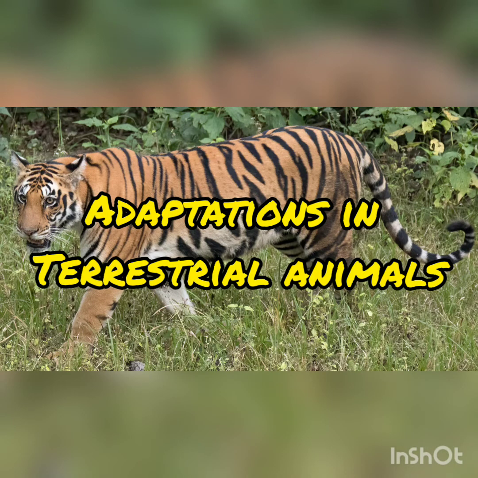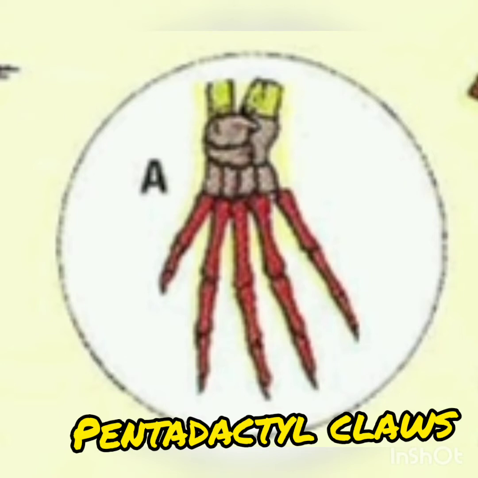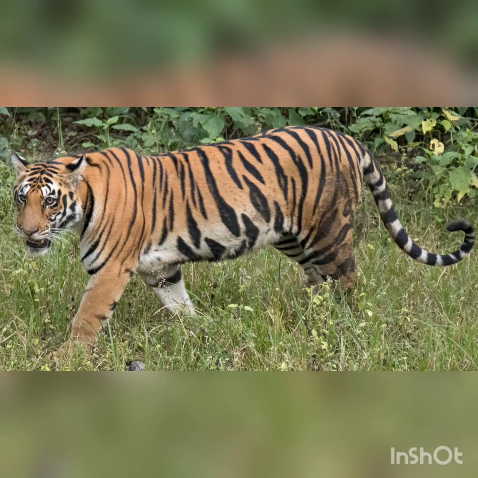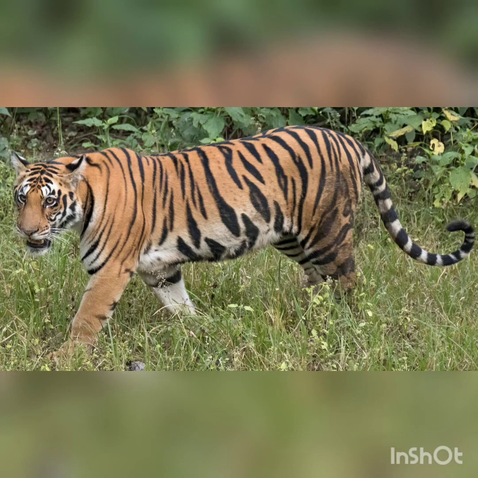Adaptations in terrestrial animals. Animals that live on land are called terrestrial animals. Now, different animals live in different habitats, so depending on that, they have different adaptations. All terrestrial animals have pentadactyl claws for walking and running. Penta meaning five, dactyl meaning digits or fingers or claws. They show bipedal locomotion. Bi meaning two, pedal meaning leg. So all terrestrial animals have two pairs of legs for walking and running.